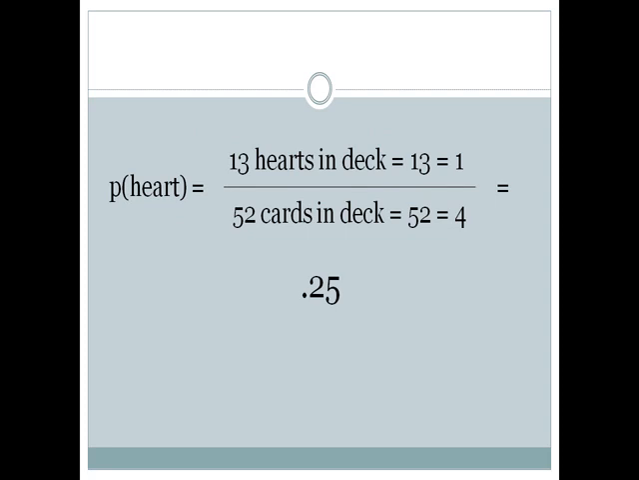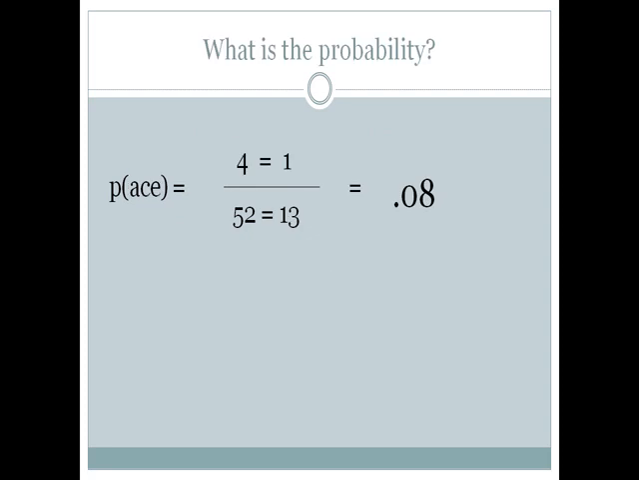Proportions generally are expressed with decimal points, especially in this class. So the proportion of hearts would be 0.25. The proportion of aces, we're going to simplify to 0.08. So know that proportion and probability can be used interchangeably. Generally, proportion is going to refer to it when it's expressed in decimal points.